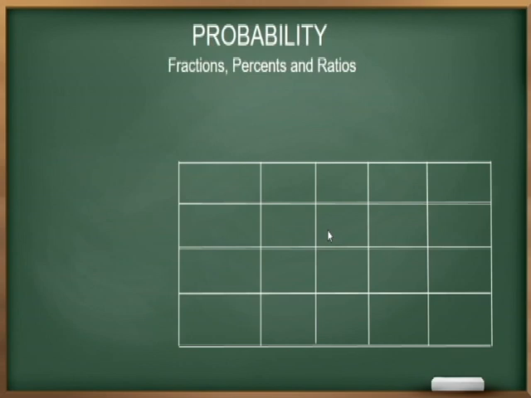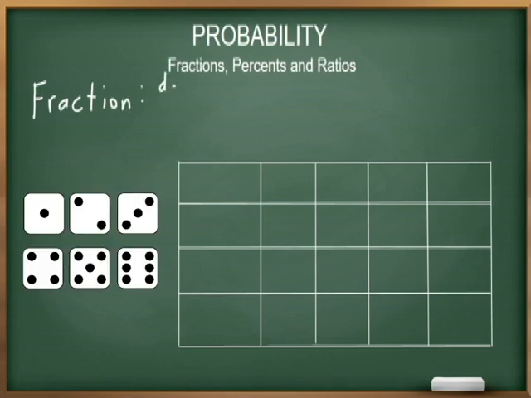Today we're talking about probability and how to express it as a fraction, percent, and a ratio. For this lesson, we're going to be talking about the probability of different outcomes using a single six-sided die. So let's get started.